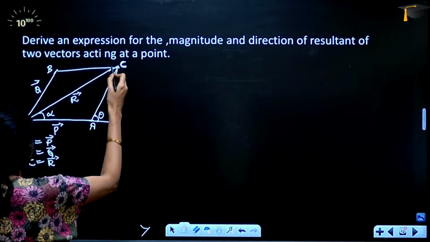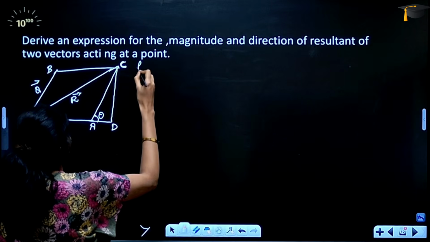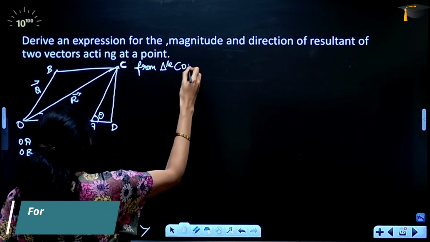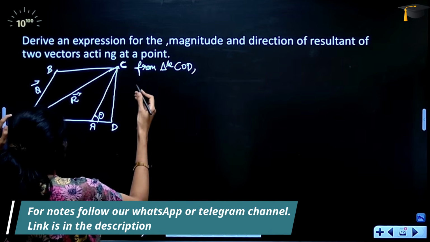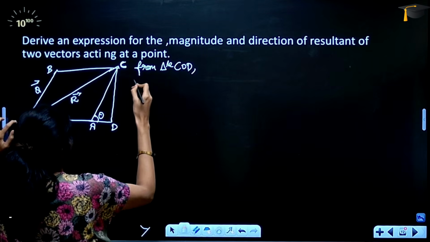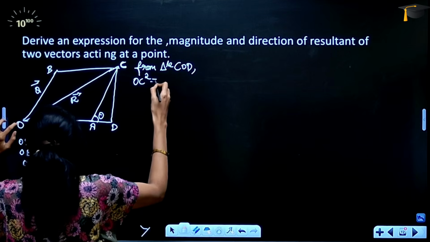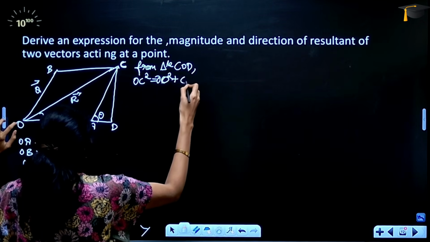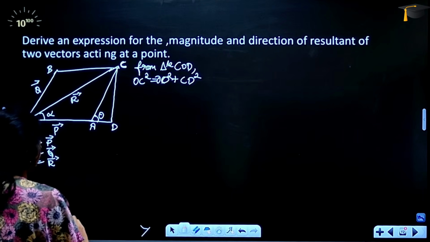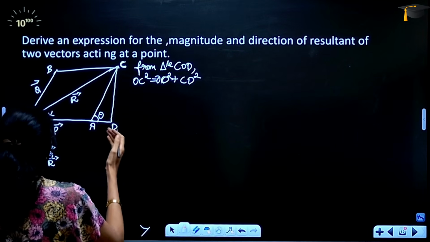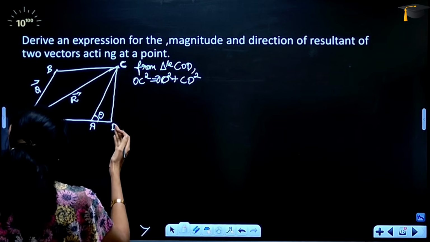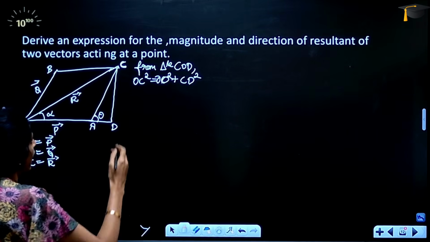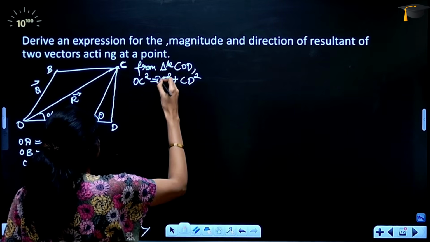That's the reason I'll take this triangle. Okay, students, from triangle COD, use Pythagoras theorem. So what does it state? OC square equals OD square plus CD square. Since OC, I have directly R, and OD is what? OD can be written as OA plus AD, and then we have CD square.